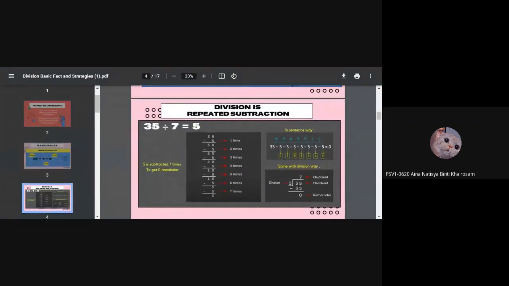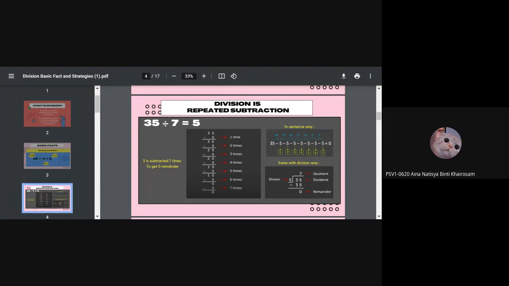Okay, we see first, division is repeated subtraction. It means that a whole number or dividend that we want to subtract with the divisor repeatedly. For example, 35 divided by 5, we get 7 groups. We see this way: 35 minus 5, we get 30. And then we minus 5 again until we have subtracted it 7 times. So 5 is subtracted 7 times to get 0 remainder. So the main thing is that we subtract until we get 0 remainder.